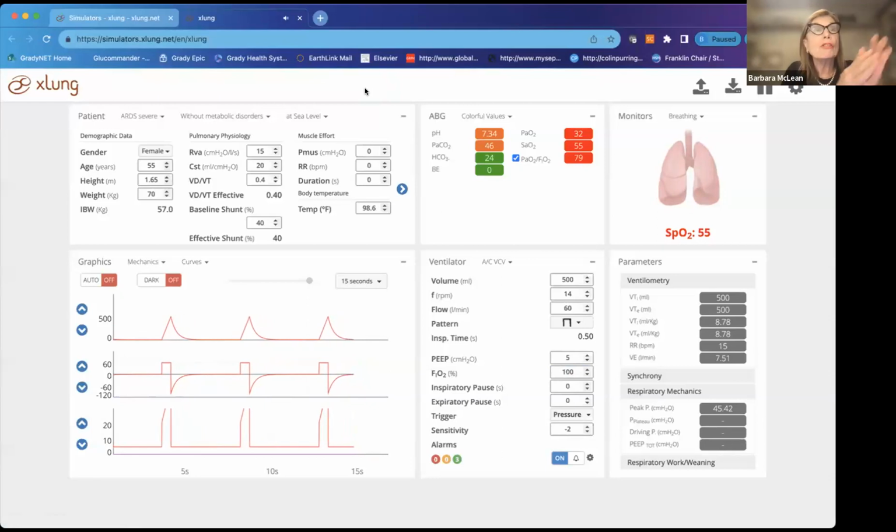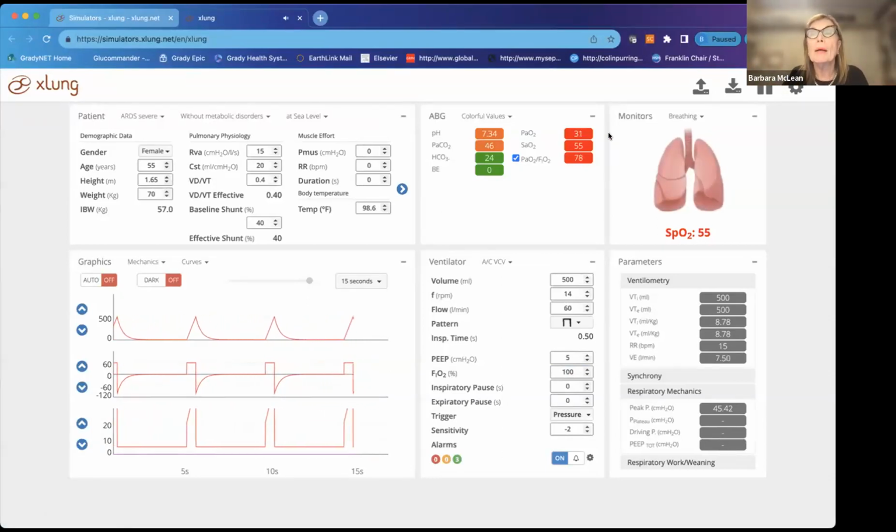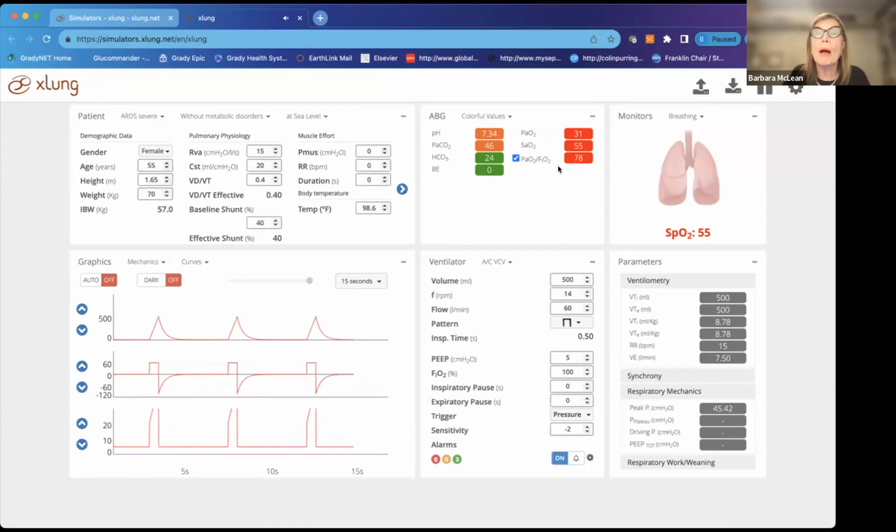Okay, so the first thing I've done is at the ventilator, I put him at 100%. But what I'm going to see is the problem: proportionally, the gas I'm giving the patient is not getting into the blood.